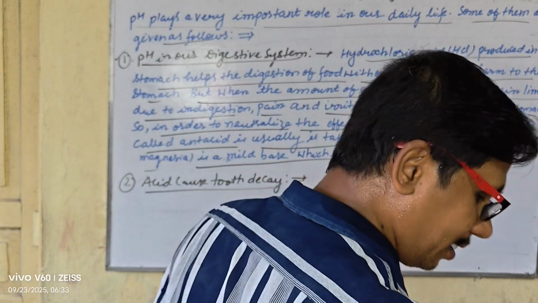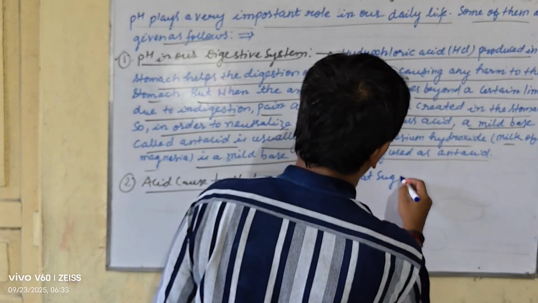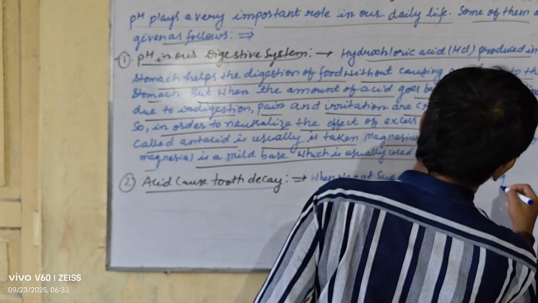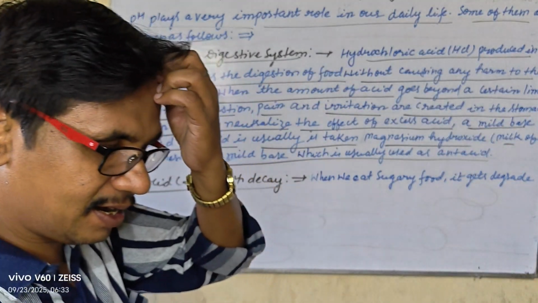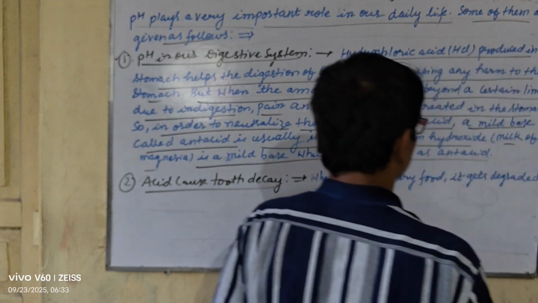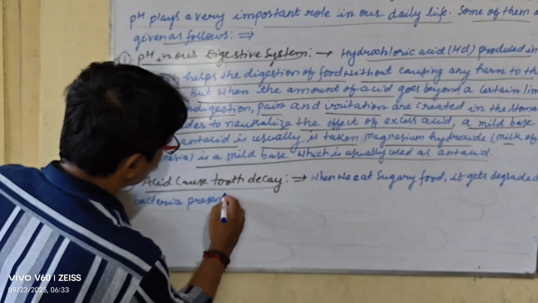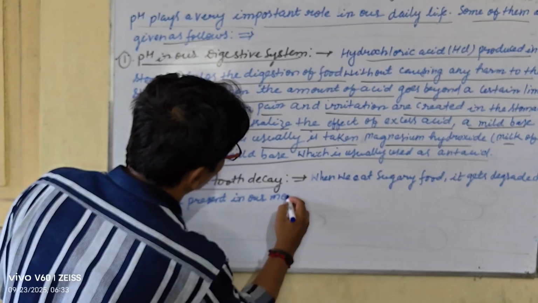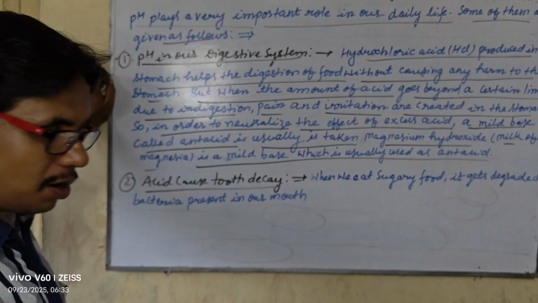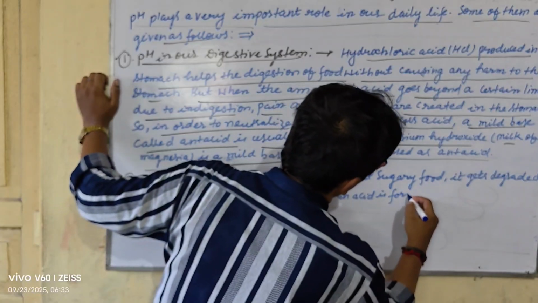When we eat sugary food, it gets degraded by bacteria present in our mouth, and an acid is formed.